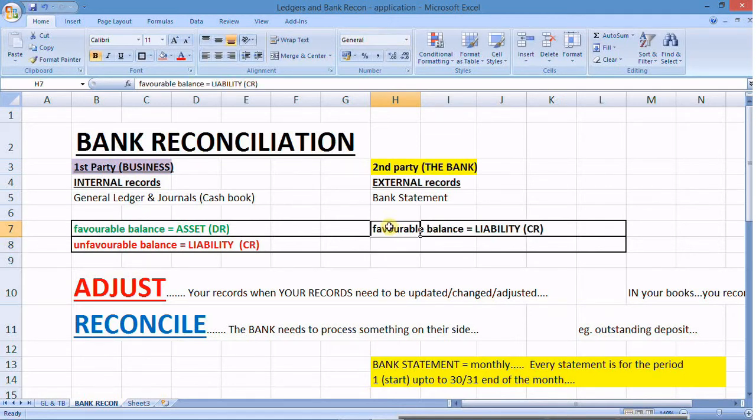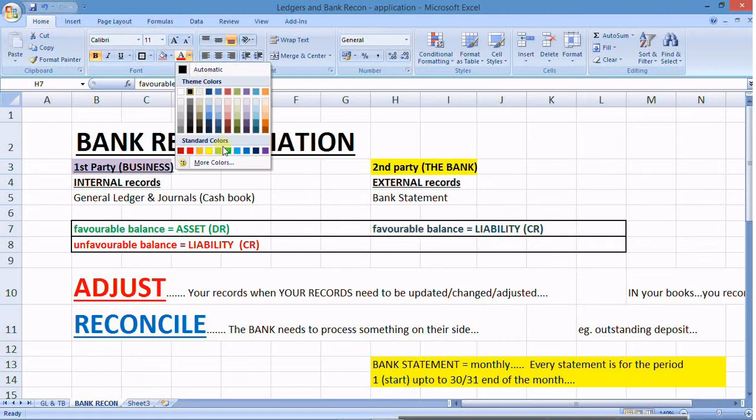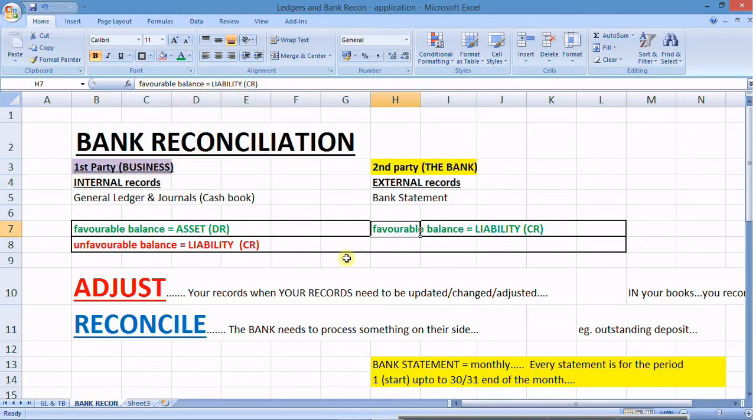Does that make sense? So do you want to see a debit or credit on your bank statements? A credit. Yes, credits are good, debits are bad. Why? Because an unfavorable balance in your books would be a liability, but it would be an asset for the bank because it's their perspective. We owe them money.